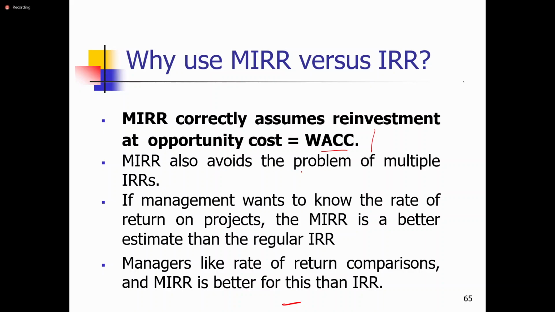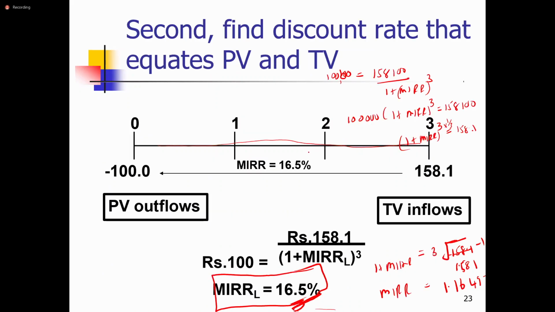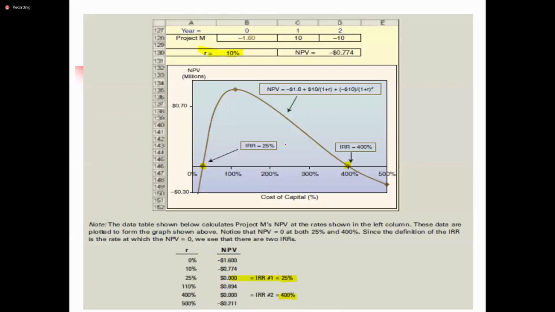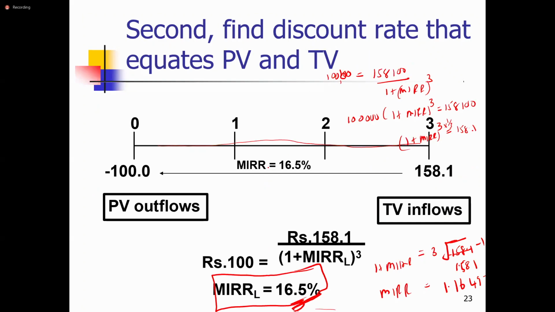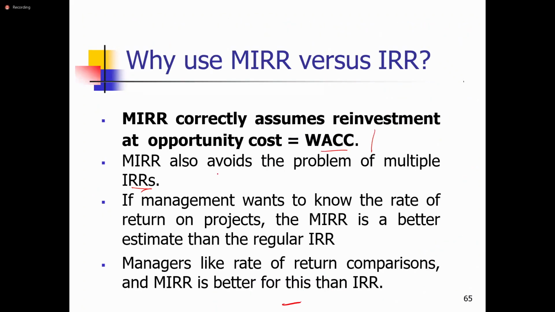MIRR also avoids the multiple IRR problem. Now here, there is no issue of multiple IRR. Whatever the cash flows are in the project, you will get only one MIRR. But when the cash flow patterns are not normal like this, there is a problem of multiple IRR. So there are 2 IRRs. But with the MIRR, there is no such issue. So you can resolve the multiple IRR problem.